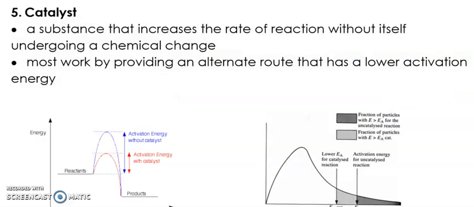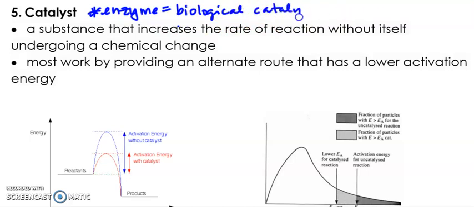All right, the fifth thing we can talk about, the last one that will affect your rate of reaction, is what's called a catalyst. And if you're in biology, you've actually talked about this a little bit, and I want you to make note of this: when you hear the term enzyme, that's a biological catalyst. Okay, so a catalyst is a substance that increases the rate of reaction without itself undergoing a chemical change.